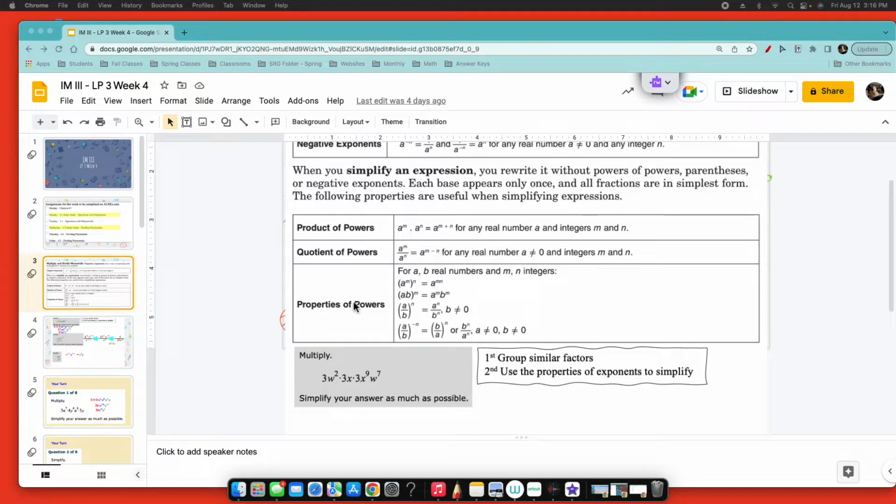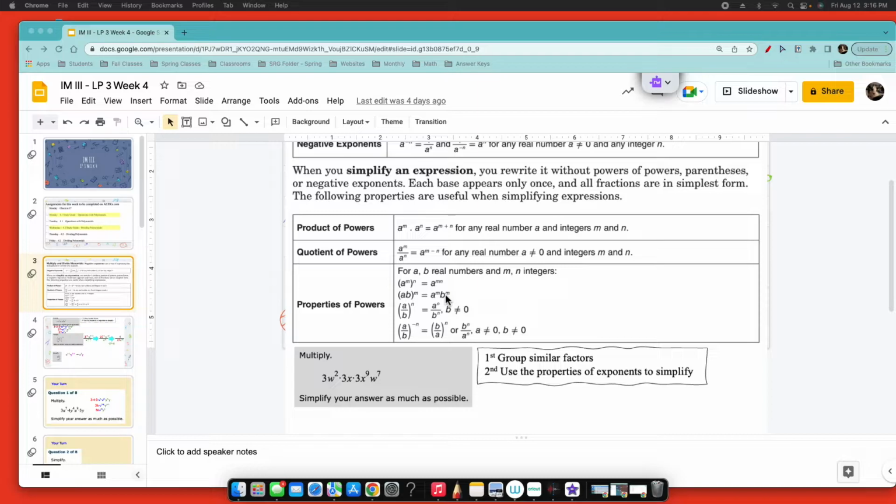Properties of powers, so this just summarizes a few more properties that we can look at. This is called a power of a power. When you see a power raised to another power, instead of adding those, you actually multiply them. With this one, it has more than one piece, and you have to raise every single part of the monomial to that power. It's kind of like you're distributing that.